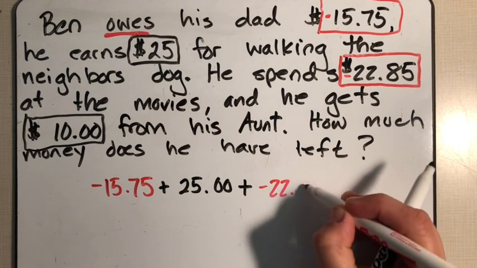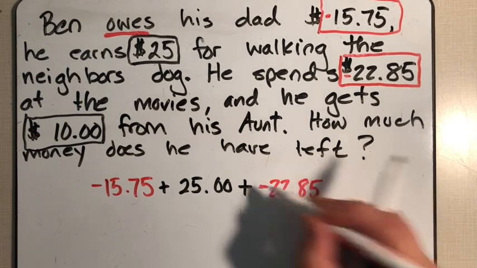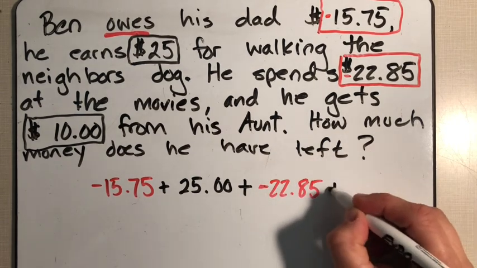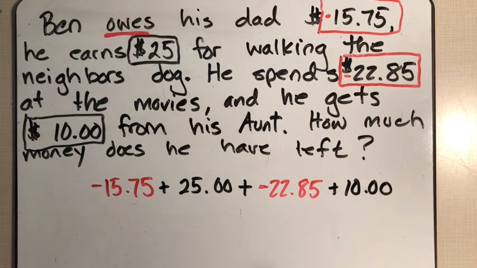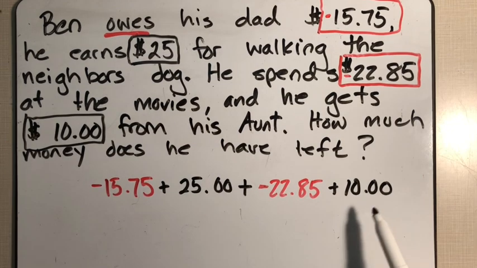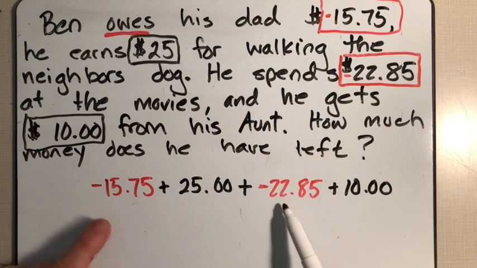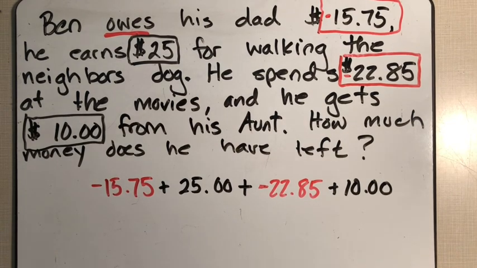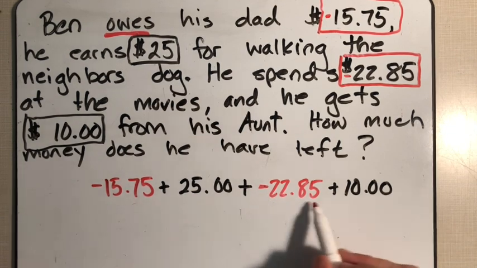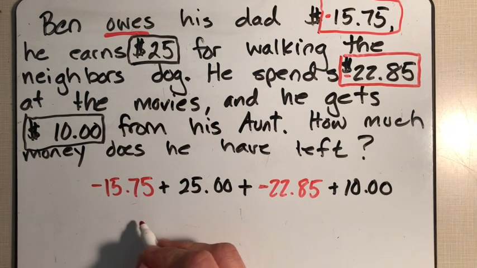And then I've got the third number, that was debt. $22.85 in debt, so it's a negative number. And then that last number, $10, is money he's got, because he got it from his aunt. So when I add all these up, it's harder to add a positive number to a negative number than it is to add positive numbers and negative numbers. So I'm going to figure out all together how much money did he either have in debt or did he lose. So let's total those up first.